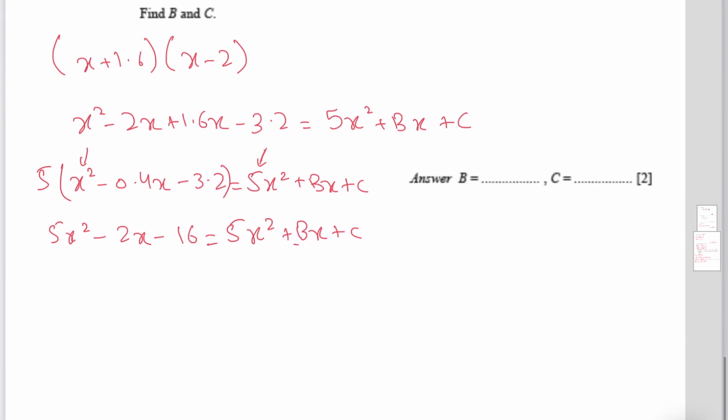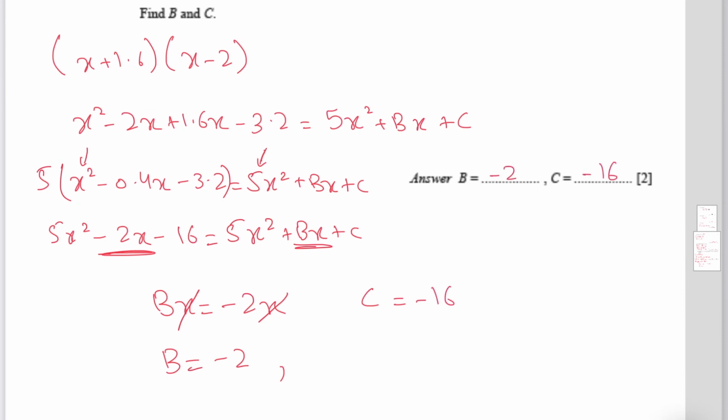So if you can spot, bx is equal to negative 2x. Cancel out the x's. b comes out to be negative 2. And c comes out to be negative 16. So your values are negative 2 and negative 16, and that's done.